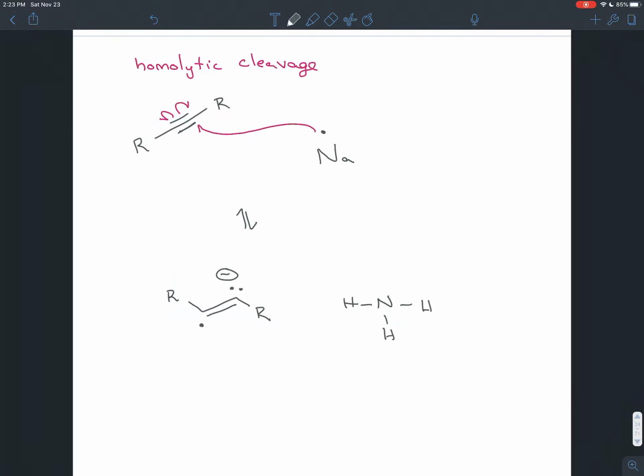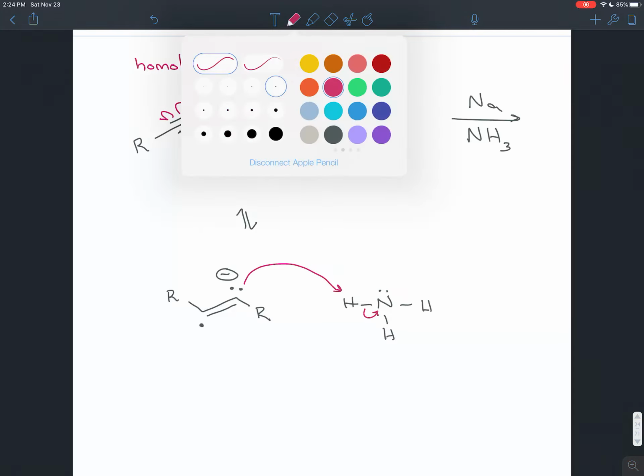Remember, the dissolving metal reduction has 2 things. It has sodium metal and ammonia. So once you have this unstable intermediate, you can bring in the ammonia. Ultimately, it's the ammonia that's going to donate the hydrogen. So this full negative charge can steal a hydrogen from ammonia, and the electrons go back onto the nitrogen.